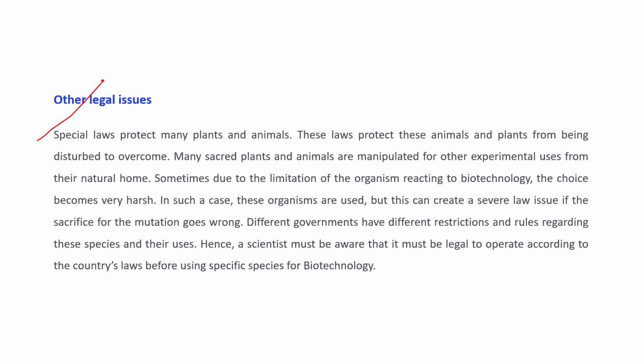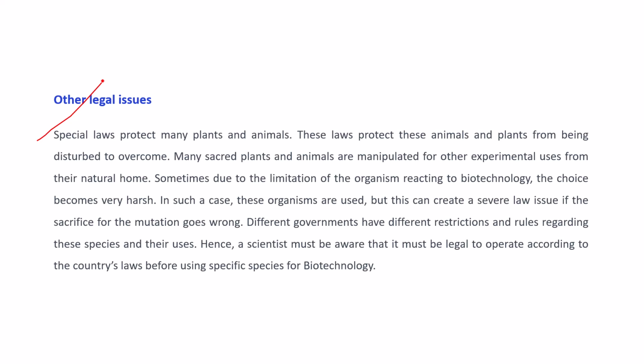If the sacrifice for the mutation goes wrong, different governments have different restrictions and rules regarding these species and their uses. Hence, a scientist must be aware that it must be legal to operate according to the country's law before using specific species for biotechnology.